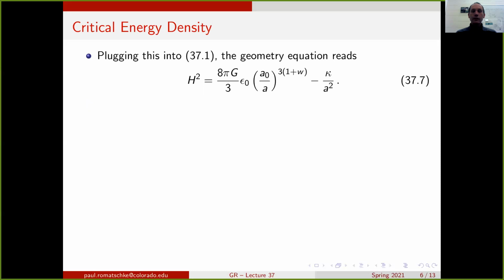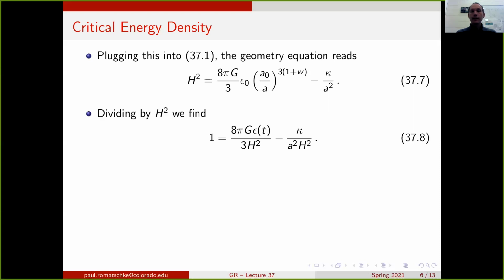So that the equation takes a slightly simpler form. Now that we have this solution for the matter part of the Friedmann equations, we can plug it back into the second Friedmann equation, the geometry part. This second equation then reads like equation 37.7. We can divide this equation by H squared, and we find a different form of the same equation here, where I have rewritten the solution for the energy density in terms of the energy density itself.